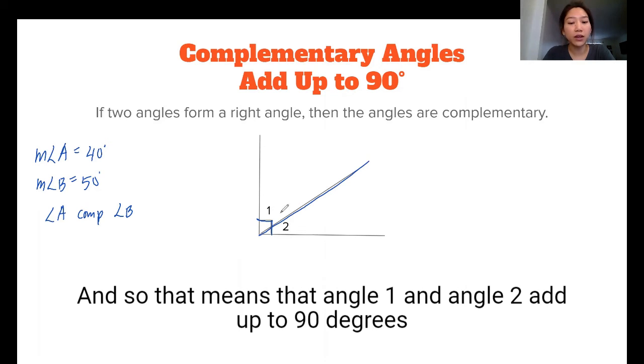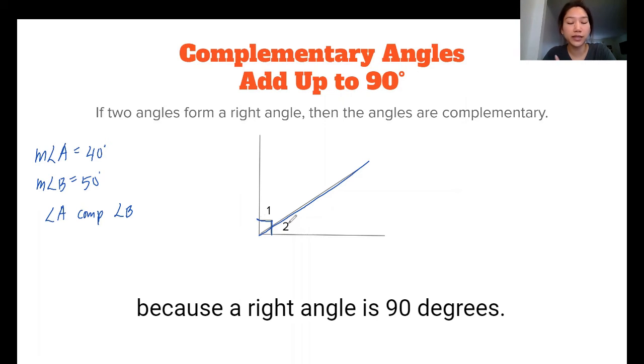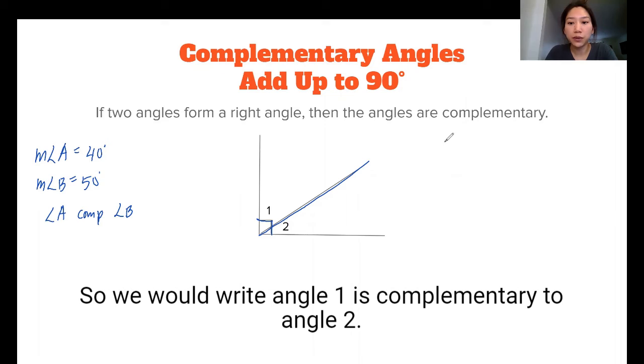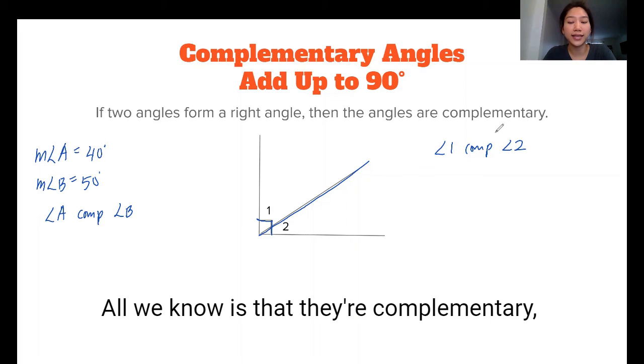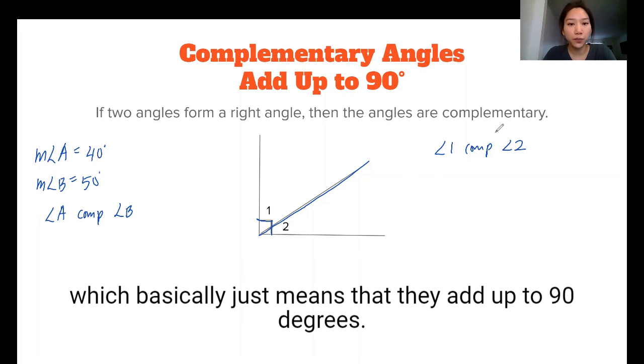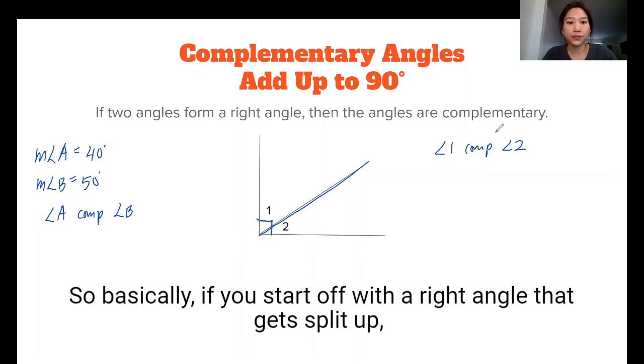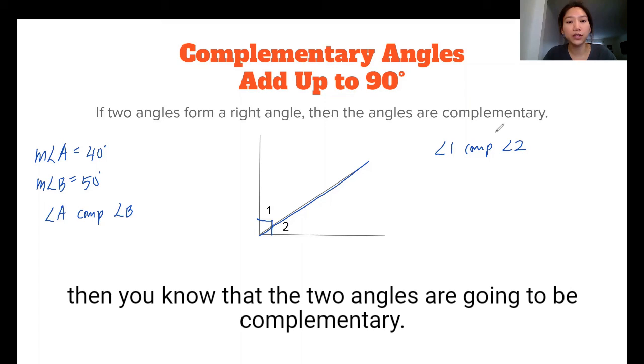And so that means that angle 1 and angle 2 add up to 90 degrees because a right angle is 90 degrees. So we would write angle 1 is complementary to angle 2, even though we don't actually know the split. We don't know if angle 1 is 50 degrees or 75 degrees. All we know is that they're complementary, which basically just means that they add up to 90 degrees. So basically, if you start off with a right angle that gets split up, then you know that the two angles are going to be complementary.